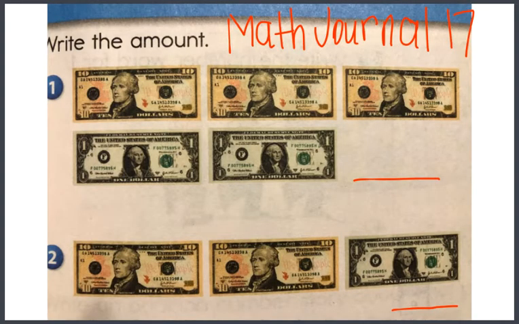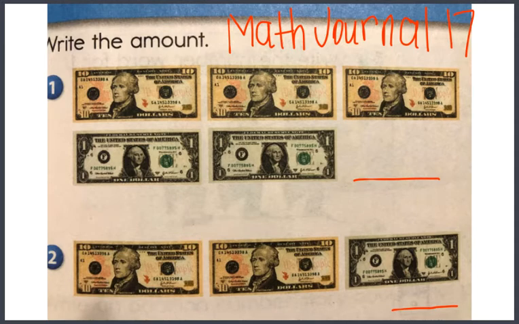So I have taken apart one of your math journal pages, and this is math journal page 17. Right here, I have your first 2 problems on math journal page 17. I have problems 1 and 2. Go ahead and take a look at the bills that are pictured. See how they are alike and how they are different. And I'm going to talk about how you are going to add them up.